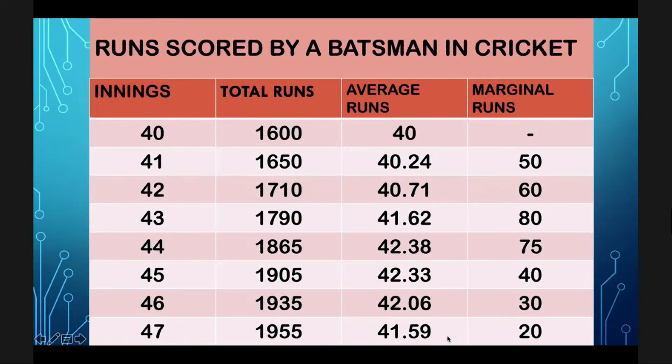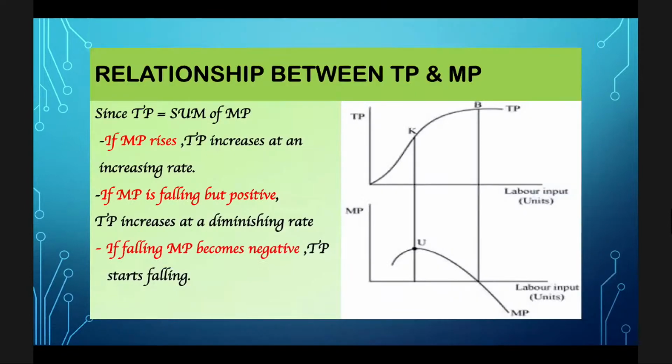It's always very easy for us as Indians to understand the cricket average. So I'll explain this with the help of the cricket average. Now, what is the relationship between TP and MP, total product and marginal product? Now, you know, total product is the sum of marginal product. If you go on adding marginal product, you get total product.